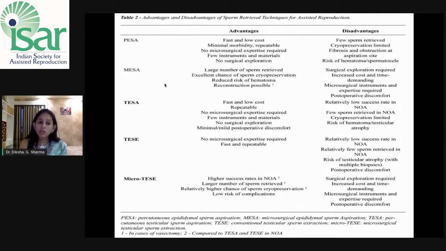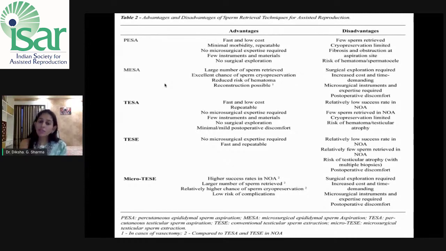A MESA, on the other hand, a larger number of sperms are retrieved. There's excellent chance of sperm cryopreservation and reduced risk of complications like hematoma. And we can also simultaneously do a microsurgical reconstruction for obstructive etiology. Disadvantage is that yes, it's a more advanced procedure, a bigger surgery, more cost, time demanding, needs more expertise, more instruments, and the post-operative discomfort will be more.